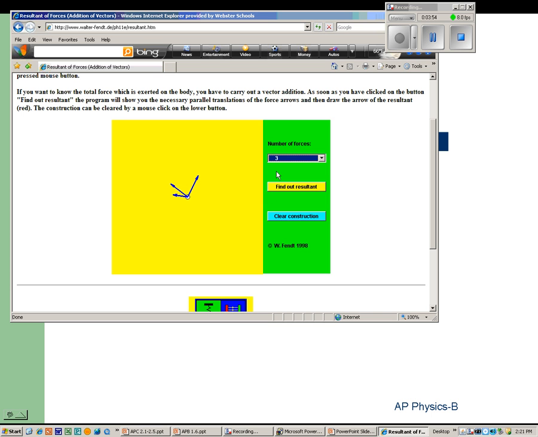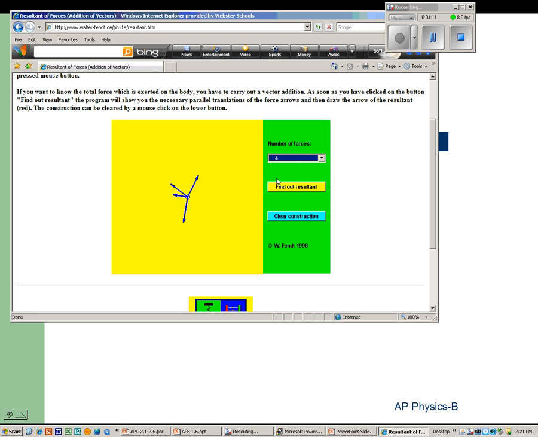What I want you to do is we're going to try 3 now. See if you can add these 3 vectors head to tail. Pause the video. Try it out yourself again. This is what it looks like. Vectors added head to tail, and there's your resultant vector there.